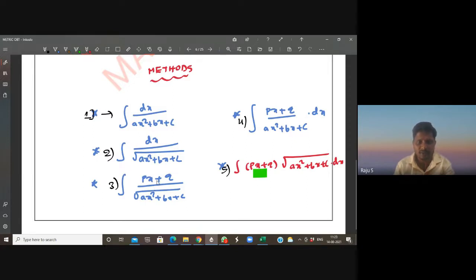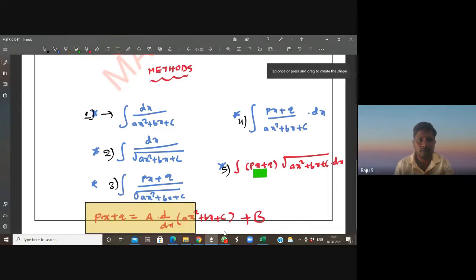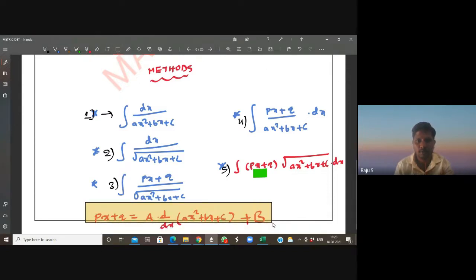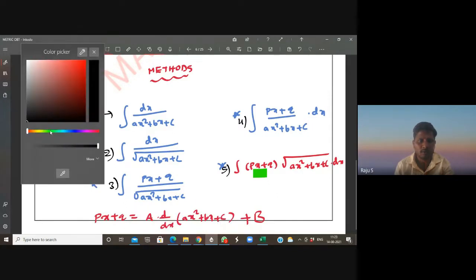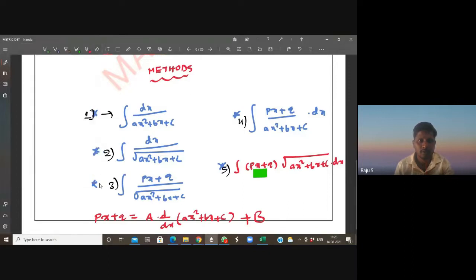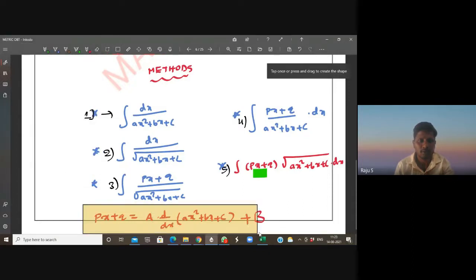So in all these methods, mostly we can write like this. Whenever it is related to linear and quadratic expression, we'll write px plus q is equal to a into d by dx of the quadratic expression ax square plus bx plus c, plus b. Okay, students, this is very important. So type 3, type 4, type 5 can be solved by using this method. This is the condition.